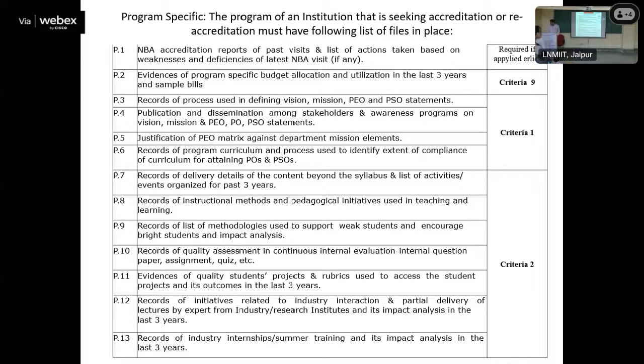So if they see some flaw in the process, then they will definitely write some comments. Okay. So they are here to judge you. You can say they are here for audit. They'll try to find out the weakness so that you will improve those weaknesses before going for the next accreditation visit.